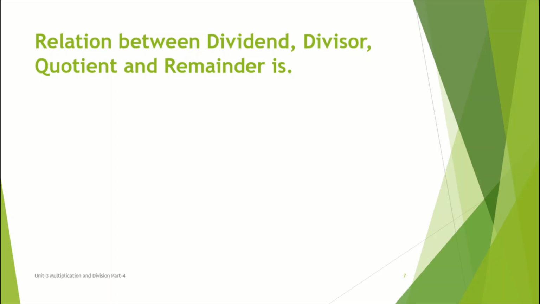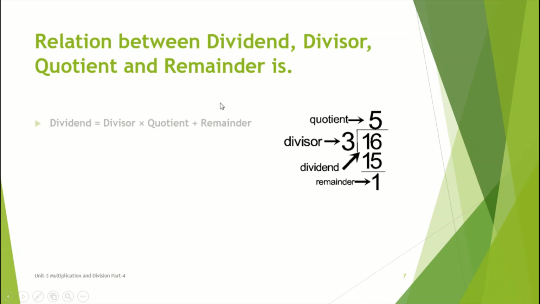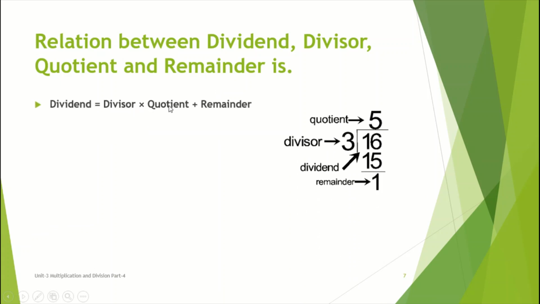Now we will see the relation between dividend, divisor, quotient and remainder. We have one formula for that: dividend is equal to divisor multiplied by quotient plus remainder. First of all, we will multiply divisor and quotient and then we will add the remainder. If we get the same answer as the dividend, it means we have done the correct steps in division.